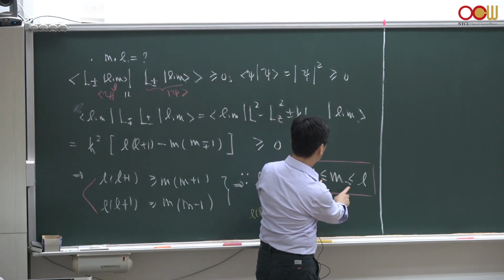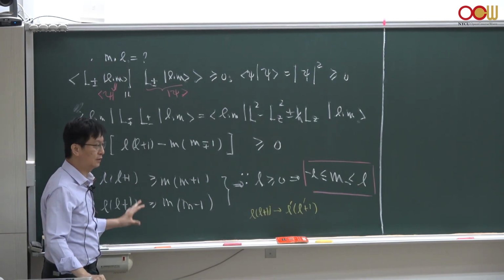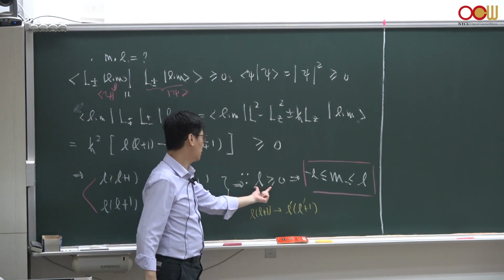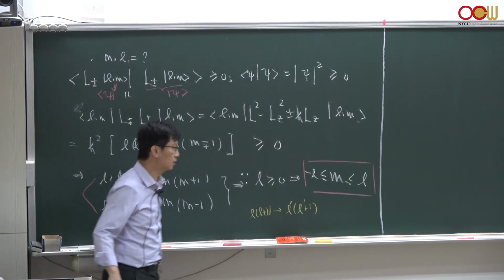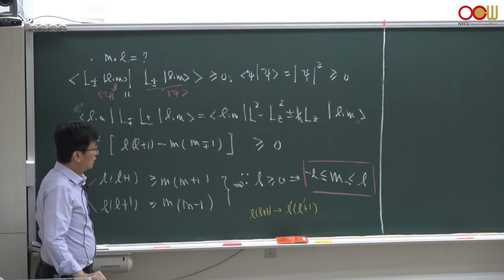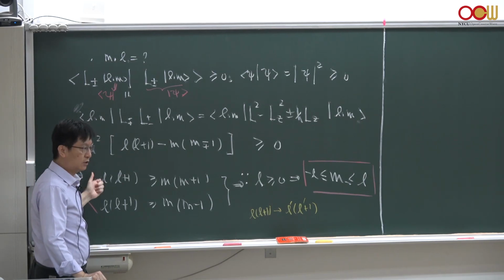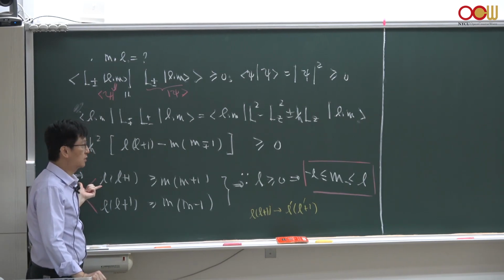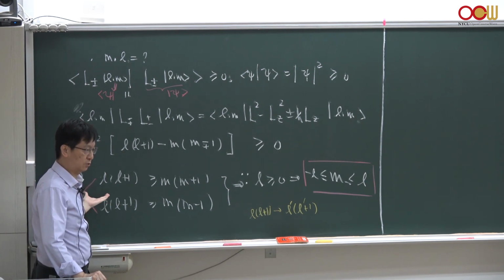The extreme values of M could be plus or minus L. So you can solve these two inequalities, use this condition that L must be greater than or equal to 0, and you immediately get this conclusion that M must fall into this range between plus and minus L. And this is part of the reason why we choose this eigenvalue for L squared to be L times L plus 1 h bar squared.